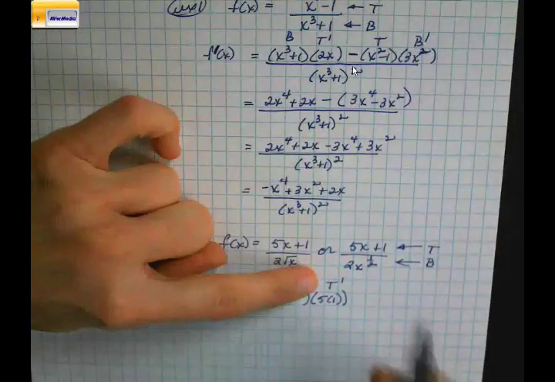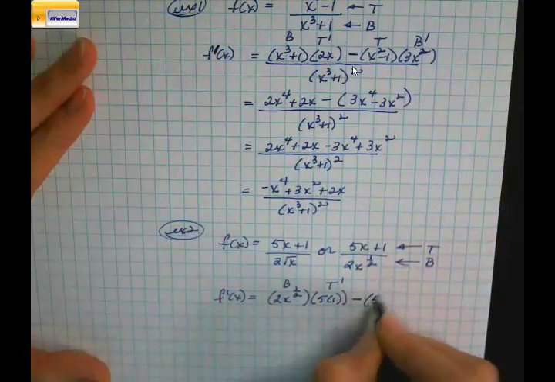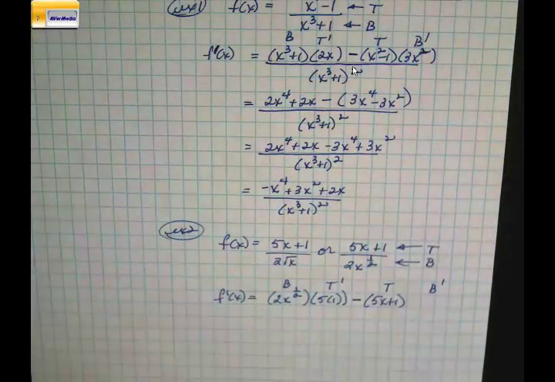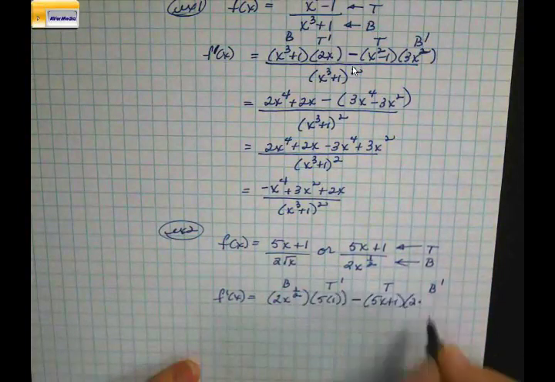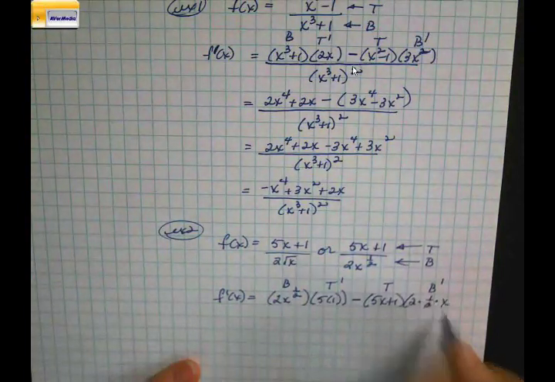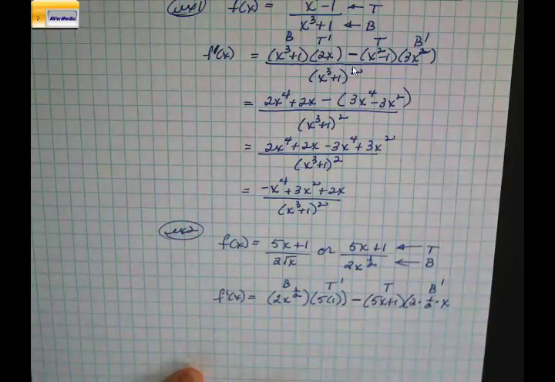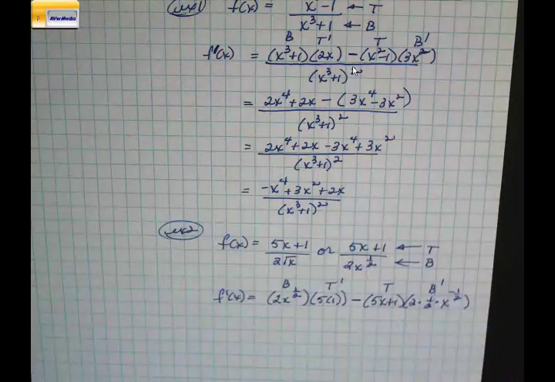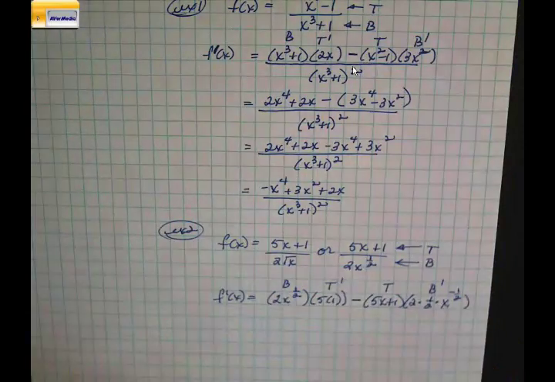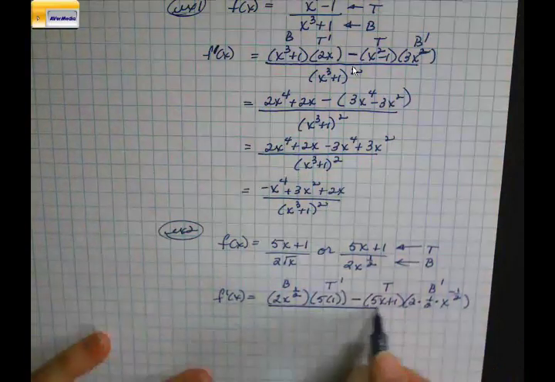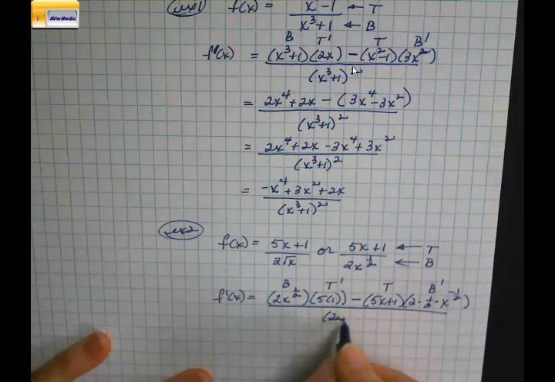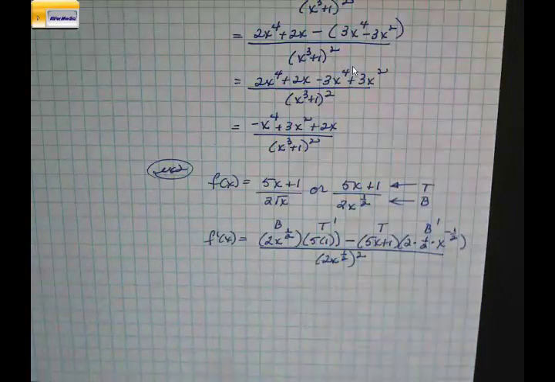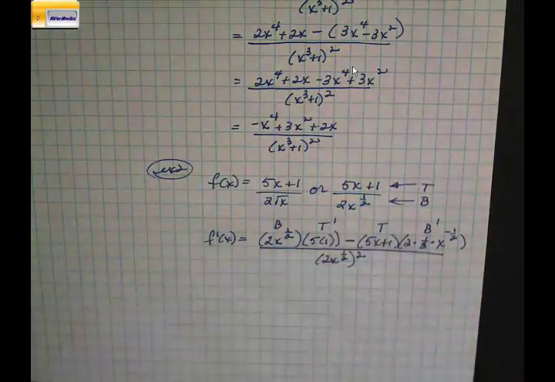That's the bottom times the derivative of the top, minus the top, which is 5x plus 1, times the derivative of the bottom. Well, on the bottom, you keep the 2, you bring down the 1/2, and then you decrease the 1/2 by 1. What is 1/2 minus 1? It's a negative 1/2. All divided by the bottom squared, which is 2x to the 1/2 power squared. You've got to be very careful.